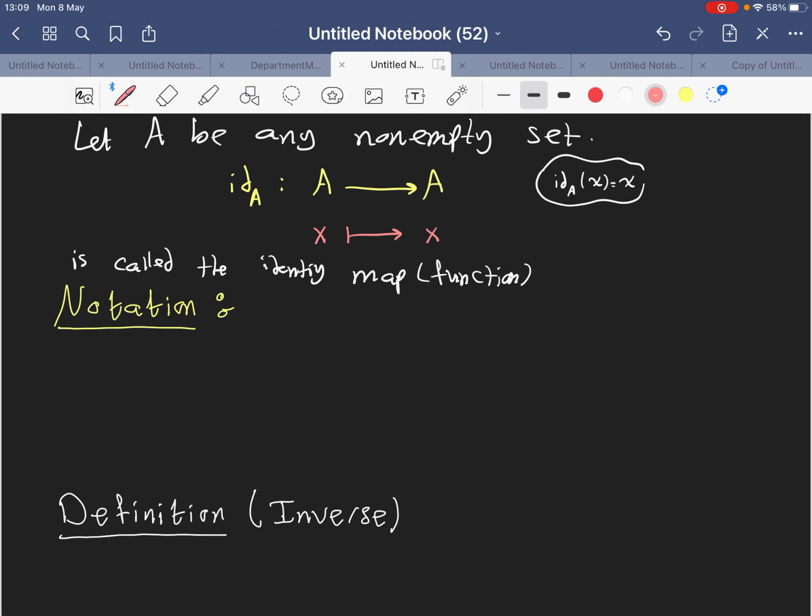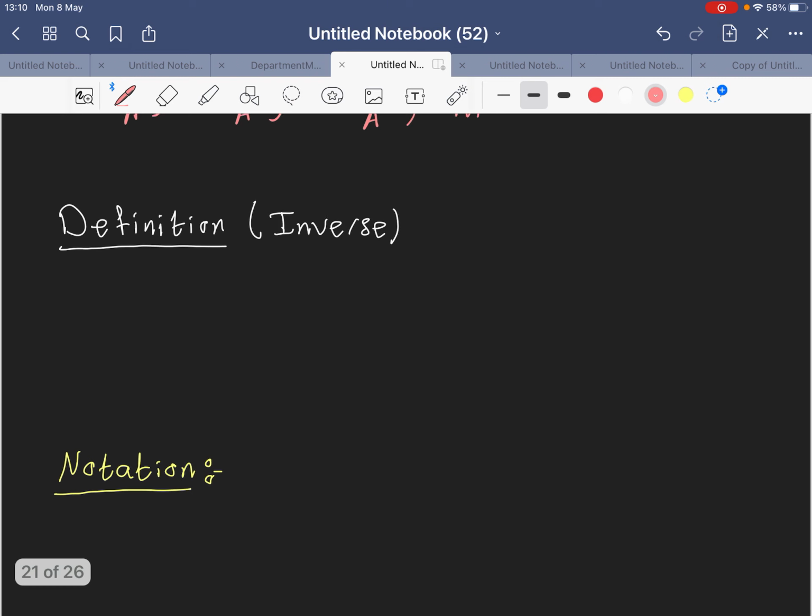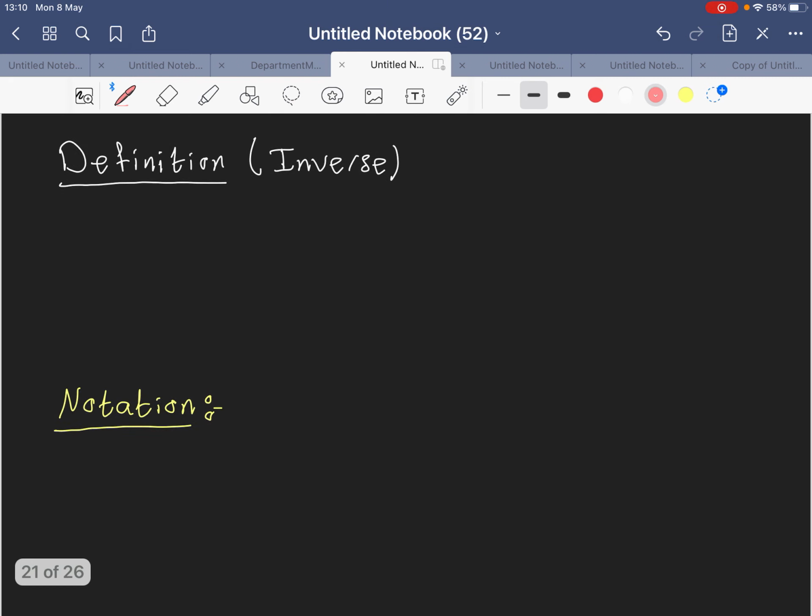Sometimes we use a special notation for the identity. Sometimes we write it as identity of A. Some other books will just write it as 1A. Some books will write it just IA, and so on. This is similar to the identity matrix because it has a kind of similarity. And now we will go to our main definition, which is the inverse.